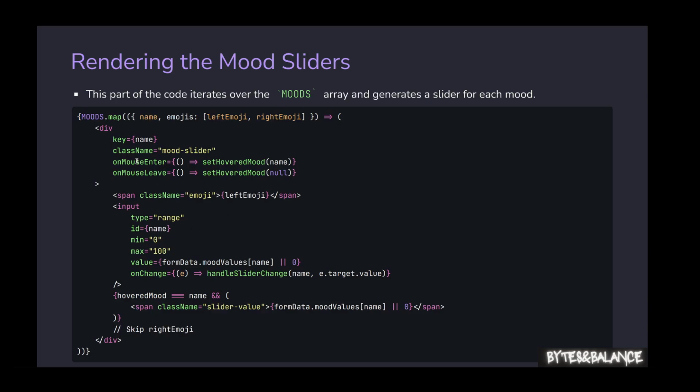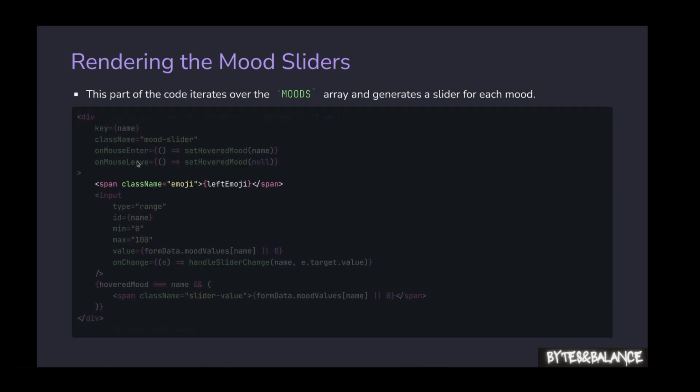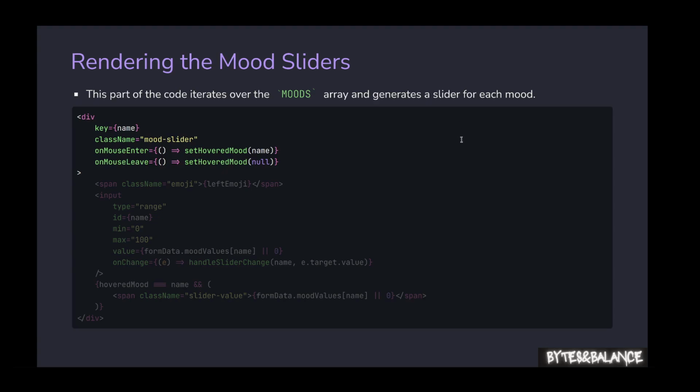And then next we have the hover functions. Let's look at those ones. When the user hovers over a slider, the onMouseEnter event sets the hover mood in this line. And the onMouseLeave event clears it in this line, as you just saw in the previous slide. This hover state is used to display the current value of the slider.